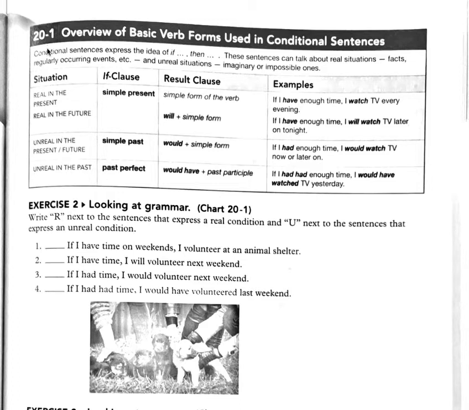So the explanation: conditional sentences express the idea of if this were the condition, then this would be the result. These sentences can talk about real situations, facts, regularly occurring events, etc., and unreal situations, imaginary or impossible ones. Okay? So look at the situations, the if clause, the result clause, and the examples. If the situation is real in the present, the if clause verb is going to be in the simple present, and the result clause is the simple form of the verb.